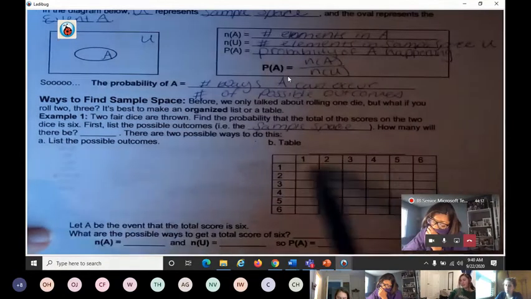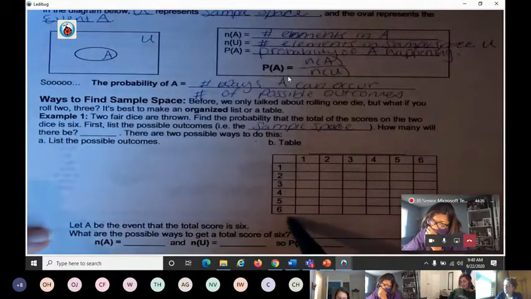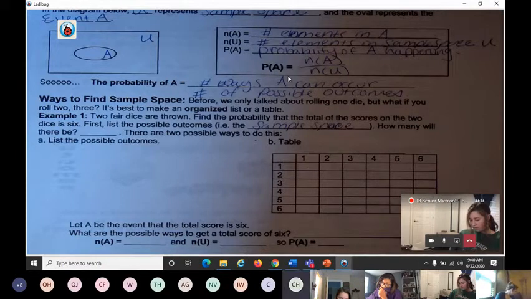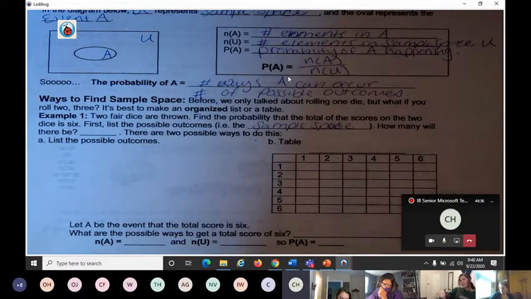All 6 numbers here, all 6 numbers there. And here we will have our sums. So if we have a 6 by 6 grid, how many total possibilities will we have? Wouldn't it be 36? Yeah, good, Chloe.